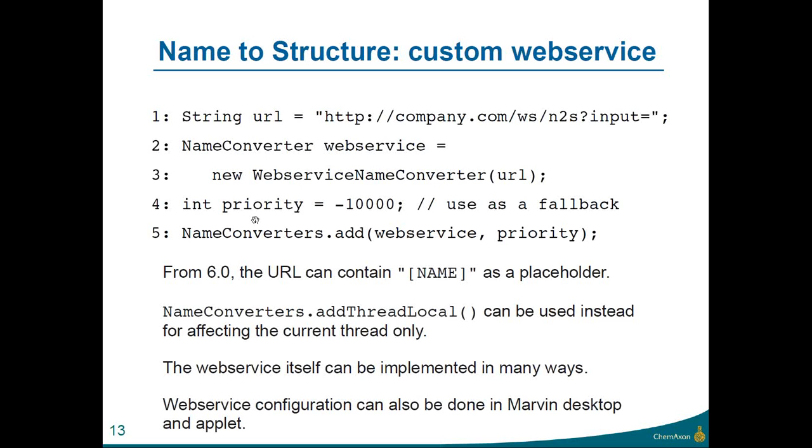So once you have defined those variables and those objects, then you can call name converters and add your web service with a given priority. And so from then on, anytime you call the name to structure API or indirectly through the document to structure API, then your web service will be used and will contribute to converting the names.